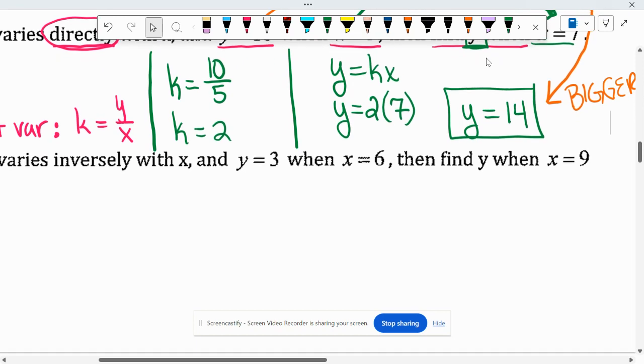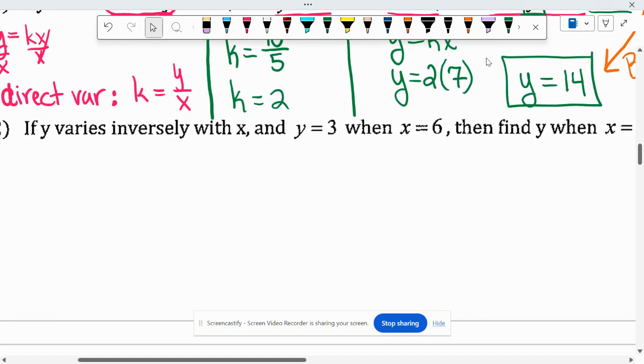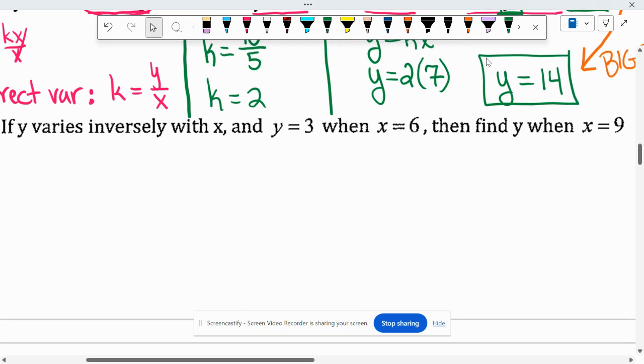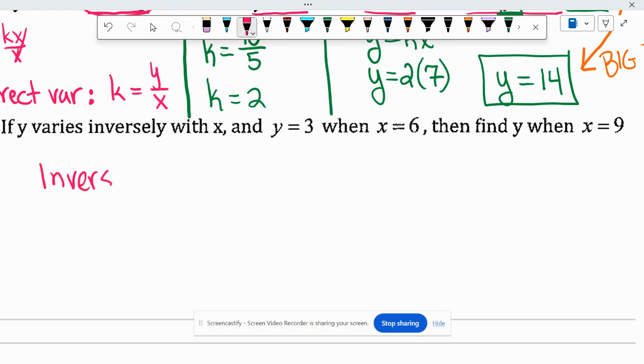Okay. Now let's look at this inverse variation. It says Y varies inversely with X. So let's go ahead and do that inverse variation and figure out what K is really fast. If I have inverse variation, I know that Y equals K divided by X. Let's just solve for K. How am I going to do that? Yeah, multiply both sides by X. So when I have inverse variation, K equals Y times X.